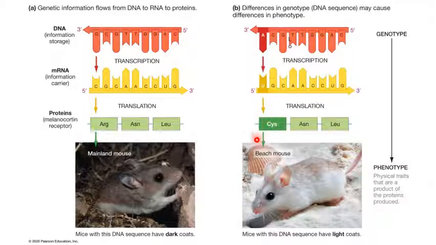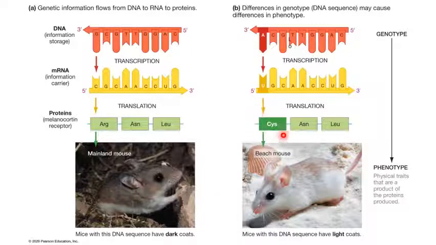The end result of having this mutation in the new allele that makes a cysteine instead of an arginine is that the melanocortin receptor doesn't work as well. All right, so this wood mouse with his arginine in the melanocortin receptor makes a receptor that works really well. So when his body releases the melanocortin hormone, it binds to the receptor, and the receptor makes his cells start making a lot of melanin and putting it into his fur, so he gets nice and dark.